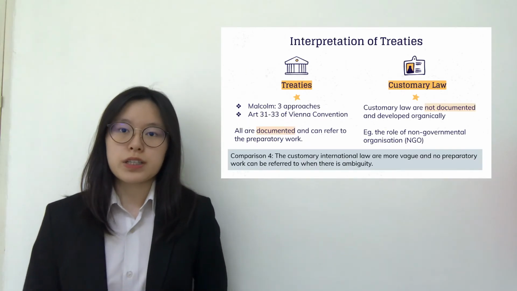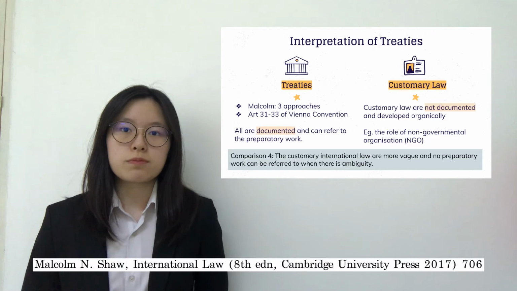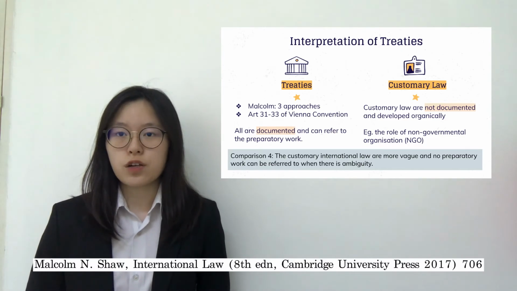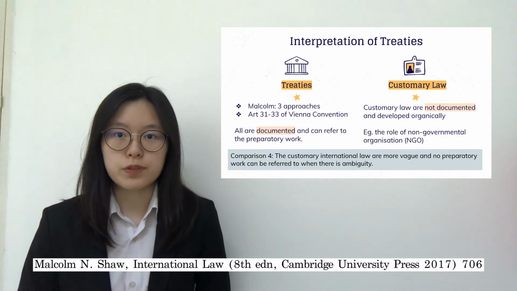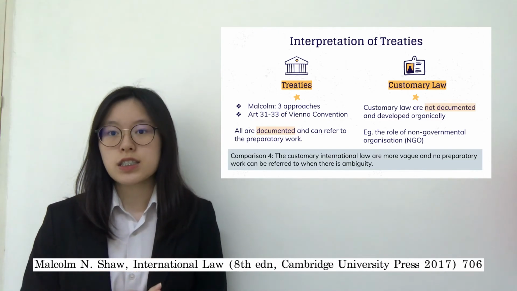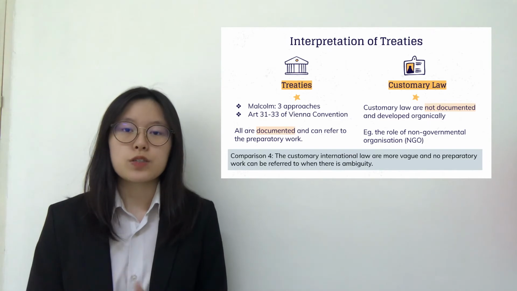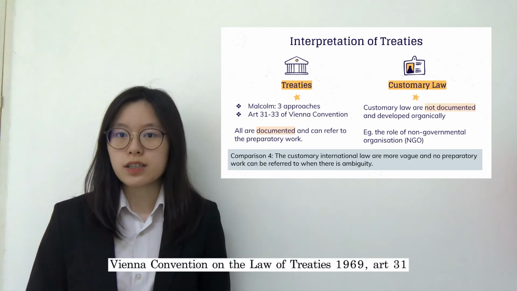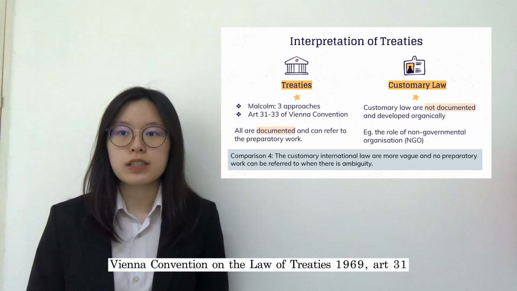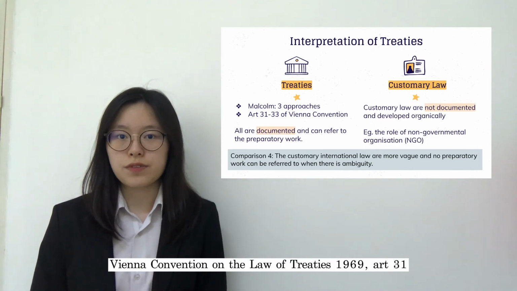Moving on to interpretation of treaties. According to Malcolm, true interpretation of international law will have to take into account three approaches: actual text and analysis of the words, intention of the party, and the object of the treaty. So according to Article 31 of the Vienna Convention, it must be interpreted in good faith according to its ordinary meaning.